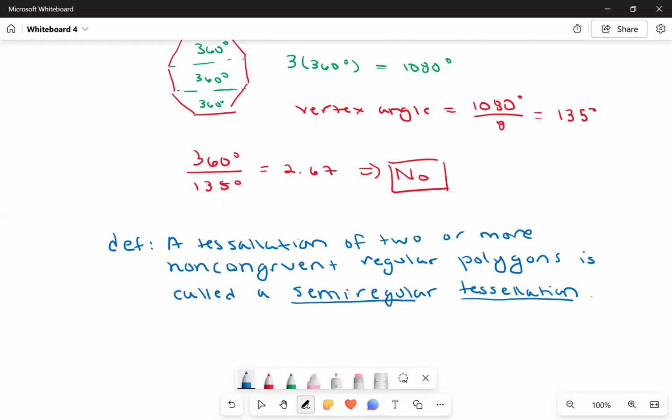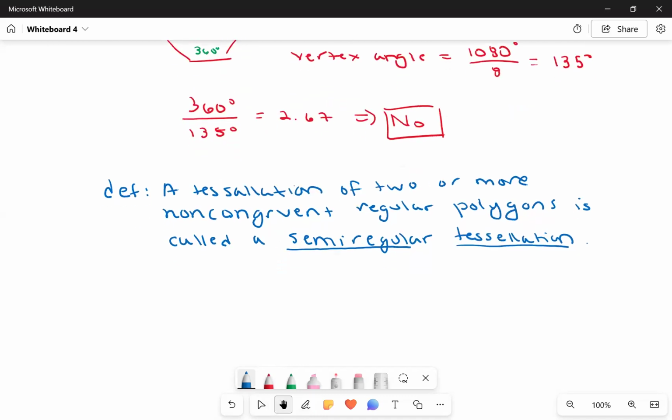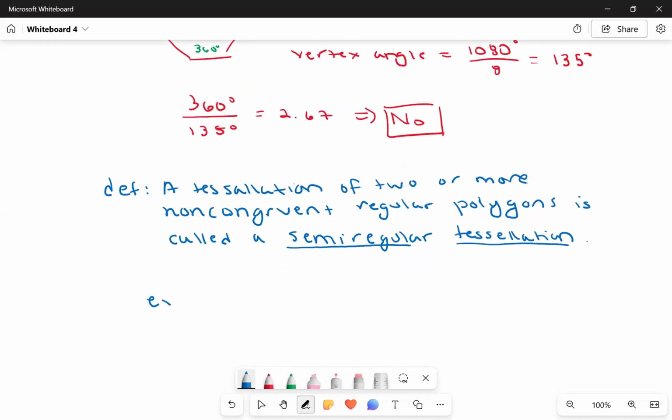So I mentioned an octagon can work. We just need to pair it with the right other polygon. I'll go ahead and give it to you: an octagon and a square actually work out really well.